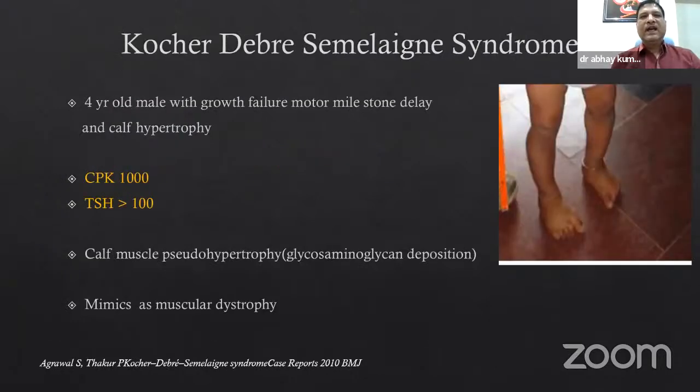This is another child, Kocher-Debre-Semelaigne syndrome. This is a 4-year-old male. Growth failure, motor milestones are delayed, and there is calf hypertrophy. TSH is more than 100, and if you see CPK, it is 1000.